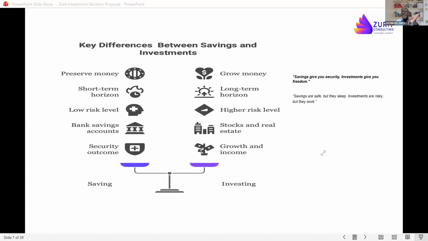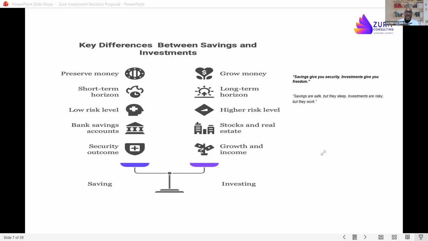So savings will preserve your money. Investment will grow it. Savings is a short-term horizon because you're looking at it now. Investment is long-term. Whether you're looking at a treasury bond, land, or business, you're not doing this for the short term. You're looking at the long term. How will it work for me? Then saving is also low risk. I will put my money, it's giving me 5%. Let me enjoy the 5%. Investment is high risk. It will give me my 12, my 15%, but there's a risk involved with it. How do I deal with it?